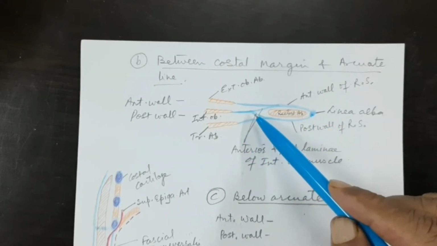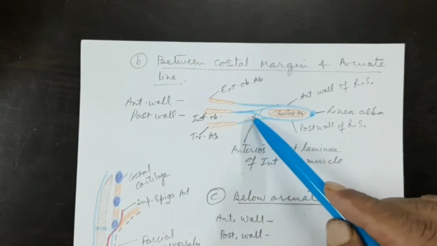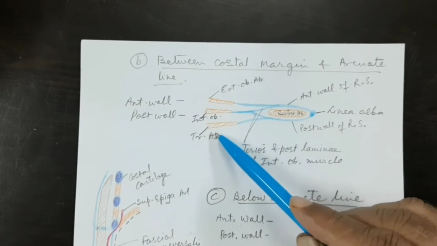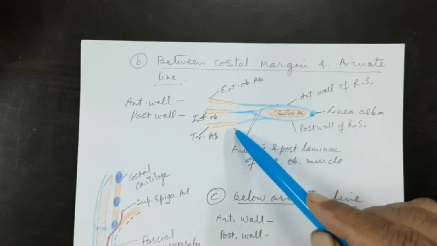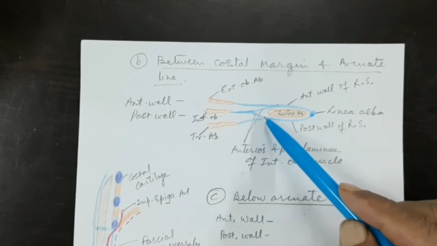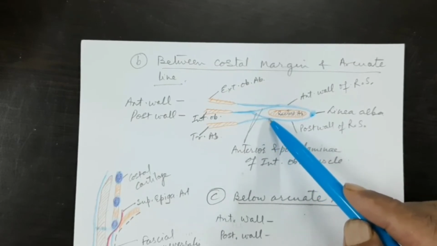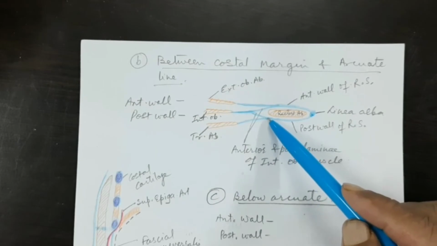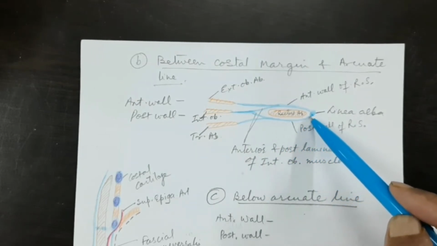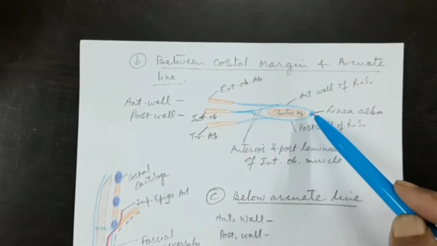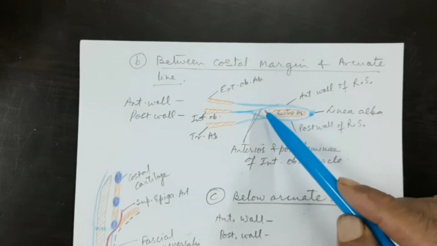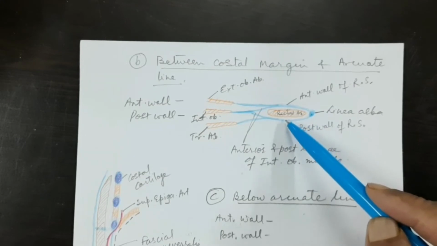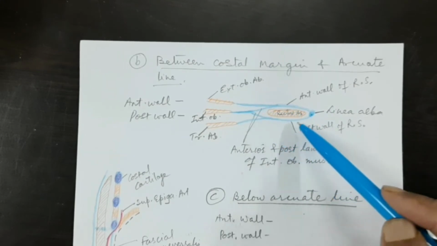Similarly, the posterior lamina of the internal oblique will go and fuse with the aponeurosis of the transversus abdominis. See, this is the transversus and this will fuse with it, the posterior lamina of the internal oblique, and both fused laminae will then get attached onto the linea alba.